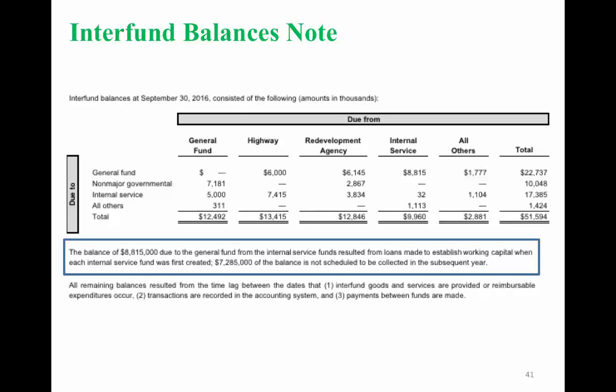And then there is this disclosure here that talks about how this amount that is due from the internal service fund to the general fund of $8.8 million, almost 7.3 of it is not scheduled to be collected in the subsequent year. So in calculating ratios using fund balance information in the governmental funds, you might want to make sure that you've removed that portion of the due from other funds if you're looking at the general fund, because you know that it's not going to be available to pay short-term liabilities.